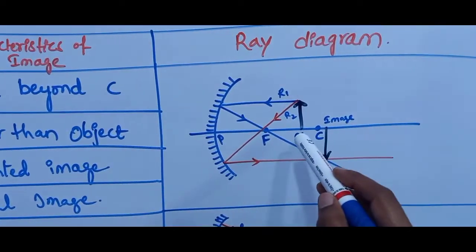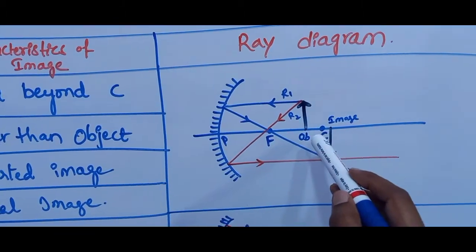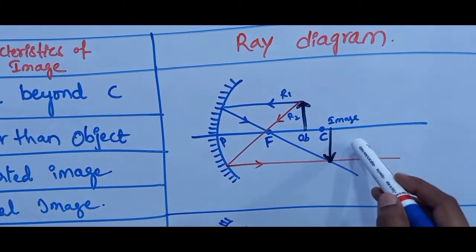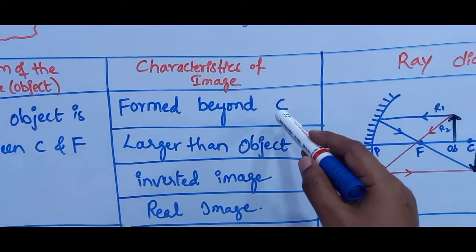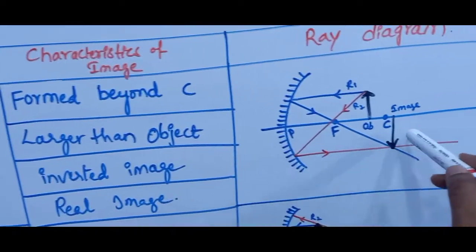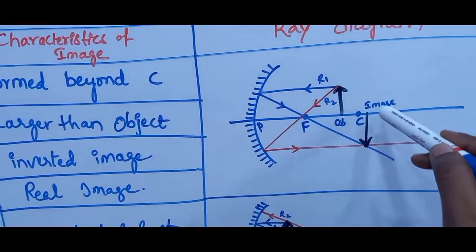Okay, when the object is placed, OB means here object, between C and F, the corresponding image of that object will be formed beyond C. Okay, we can see beyond C, the image is formed here. This is right. And it's larger than the object. The size of the image is larger than the object. Okay, and it's an inverted image. This image is inverted.